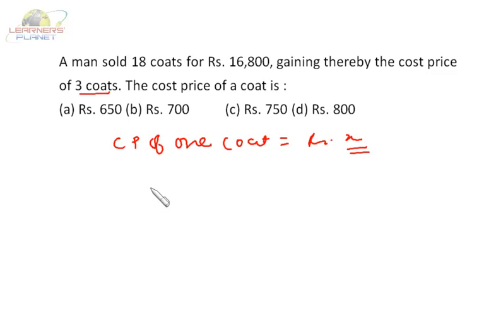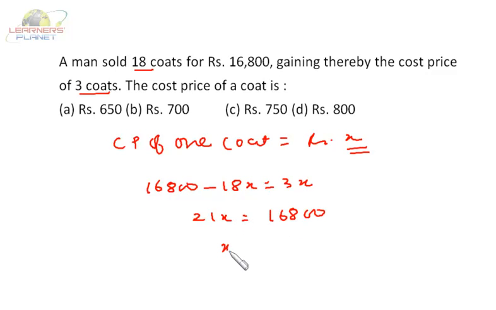So what is selling price? 16,800. What is cost price of 18 coats? It is 18x. And what is the profit? That is cost price of 3 coats, that is 3x. So 21x is equal to 16,800. That means x is equal to 800. As simple as that. Sometimes the problem looks tedious, but it happens to be simple. I'm sure you are clear.